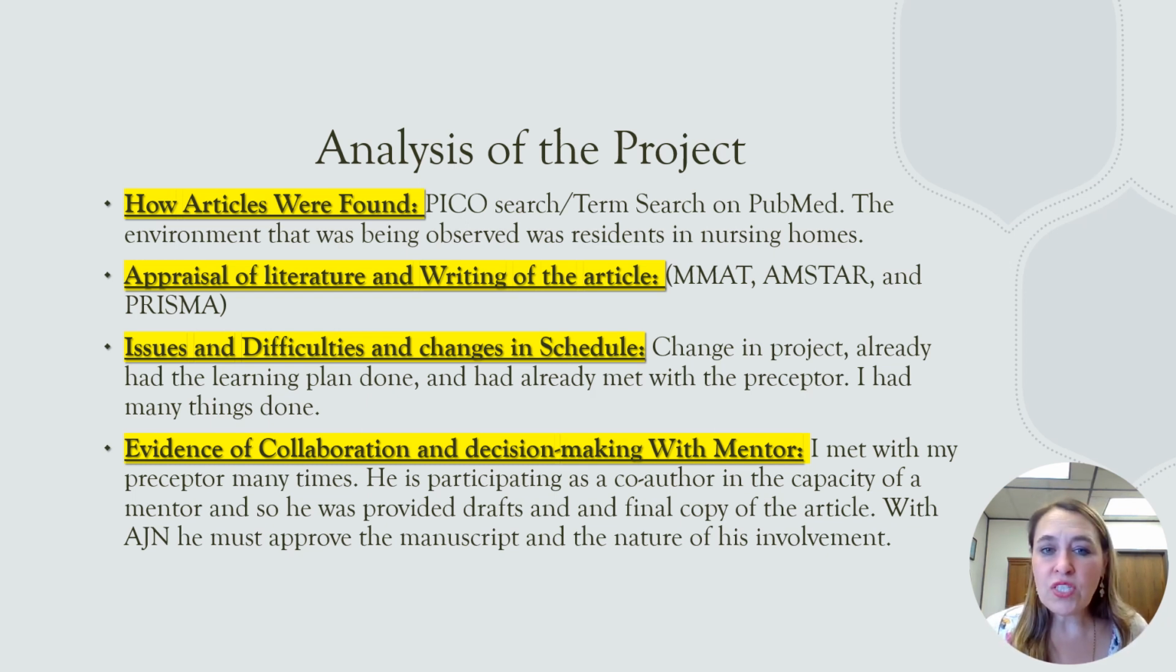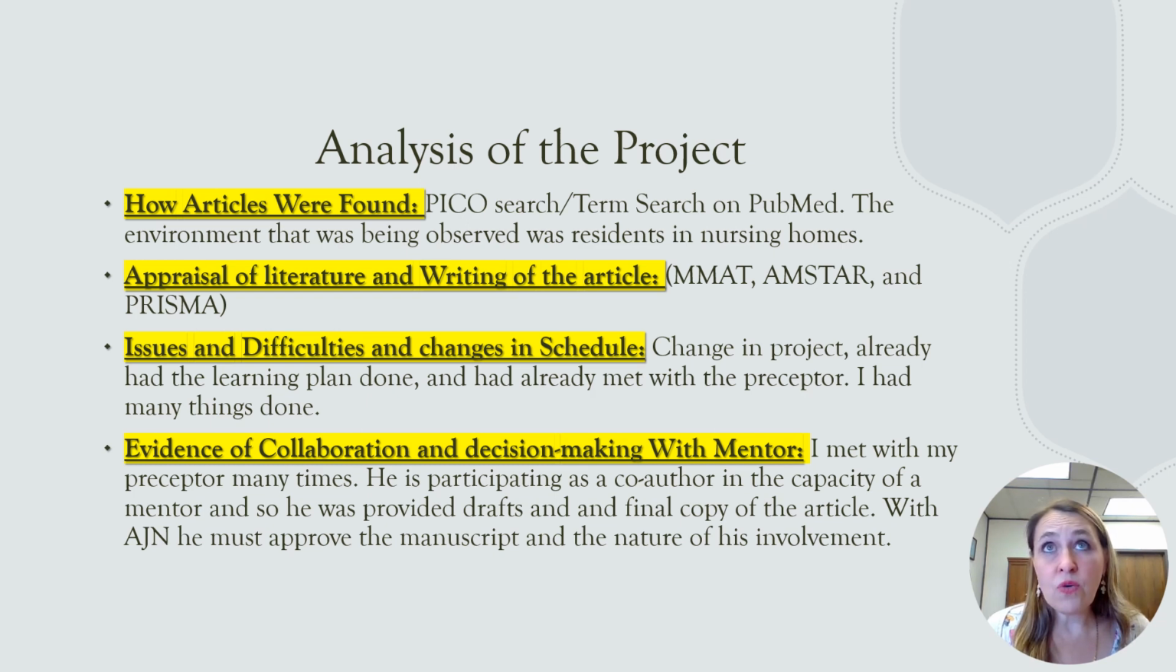Some issues and difficulties and changes in my schedule in doing my Capstone project were that the project had to be changed completely. I already had the learning plan done, and I had already met with my preceptor, and we had already made a whole plan of how I was going to complete this project when I was given this feedback. But I decided that, you know what, I've always really wanted to be a published author, and maybe I should do this instead. Maybe it might be a better thing for my Capstone project.